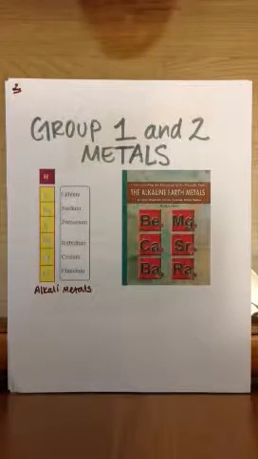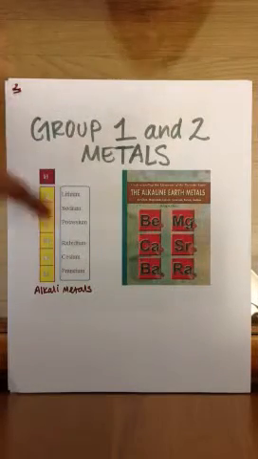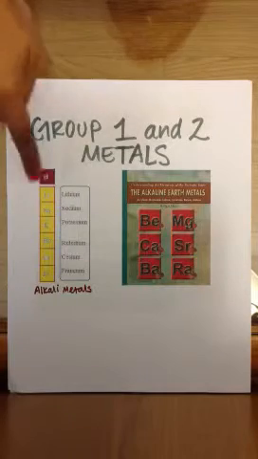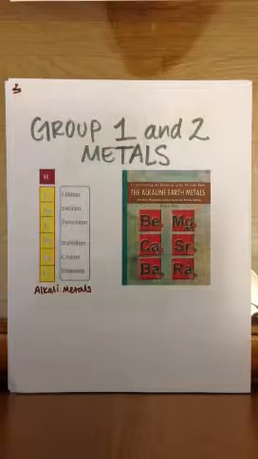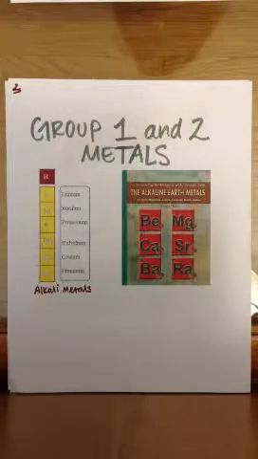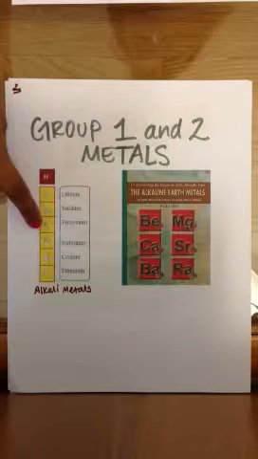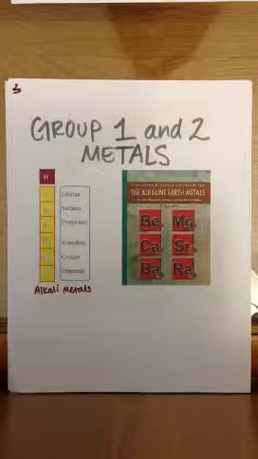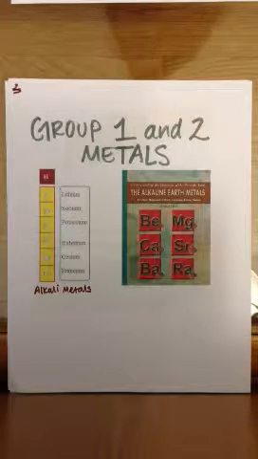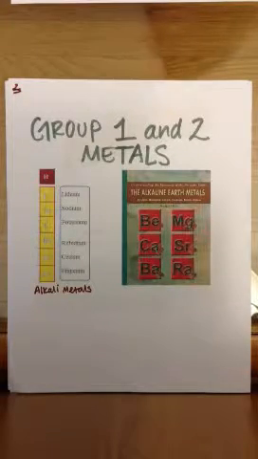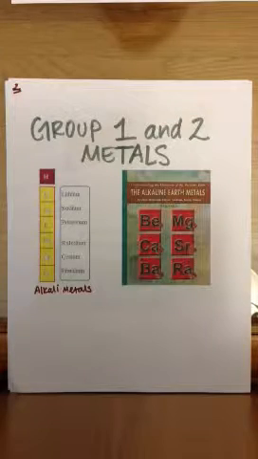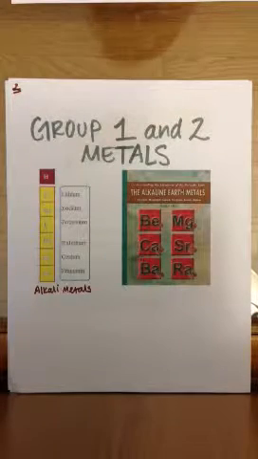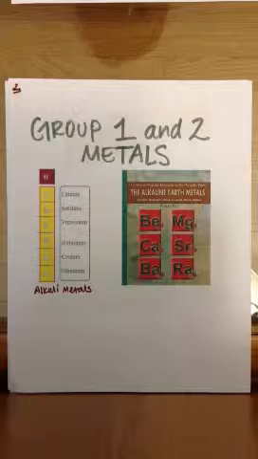Group 1 and 2 metals. The group 1 metals are known as the alkali metals, with the exception of hydrogen, which is a nonmetal. The group 1 metals consist of lithium, sodium, potassium, rubidium, cesium, and francium. All of the alkali metals are similar in that they have one valence electron in their outer electron shell, and that they are more willing to get rid of it, which makes them very reactive.